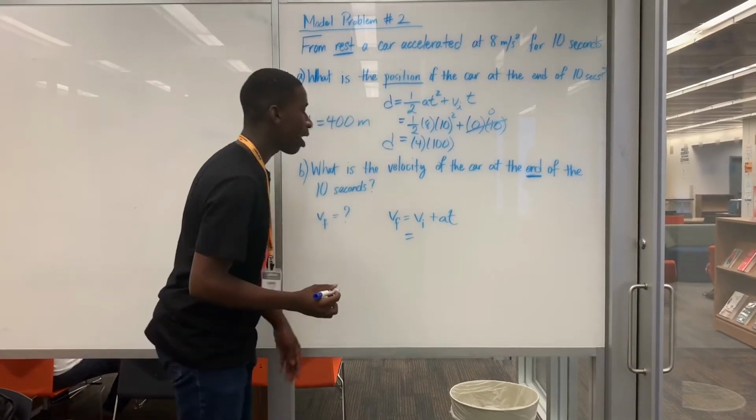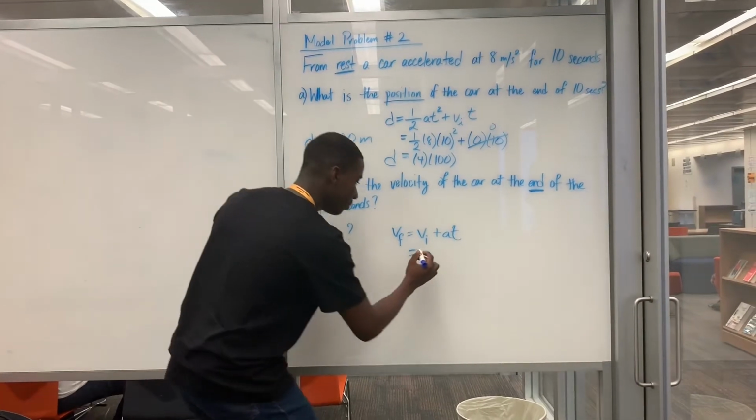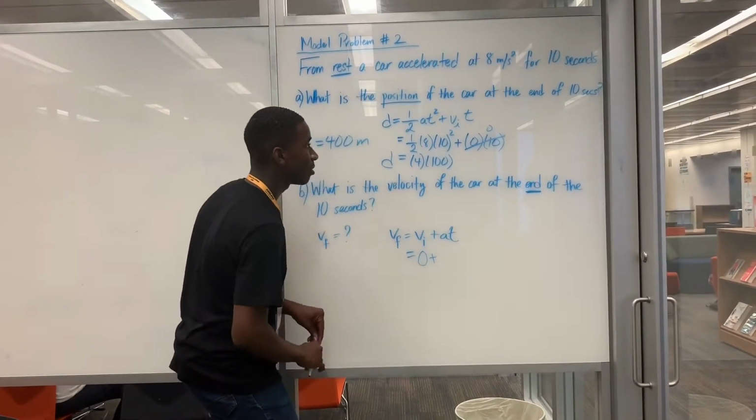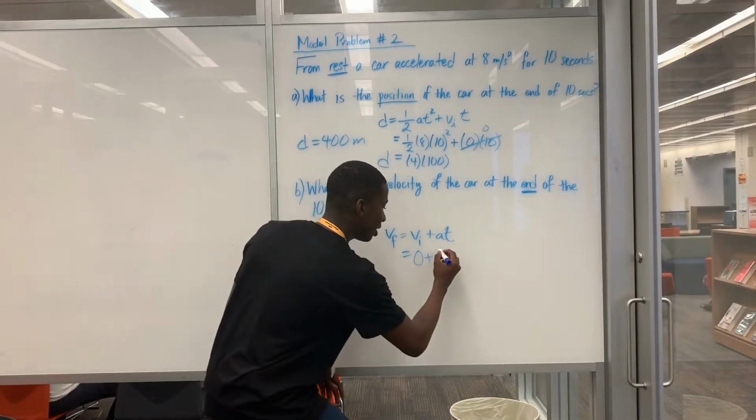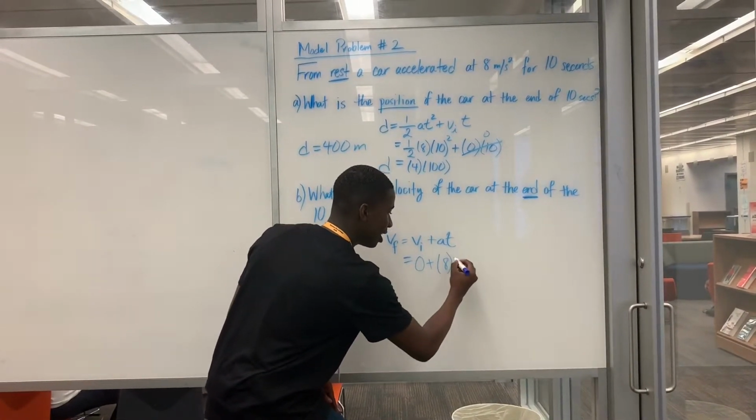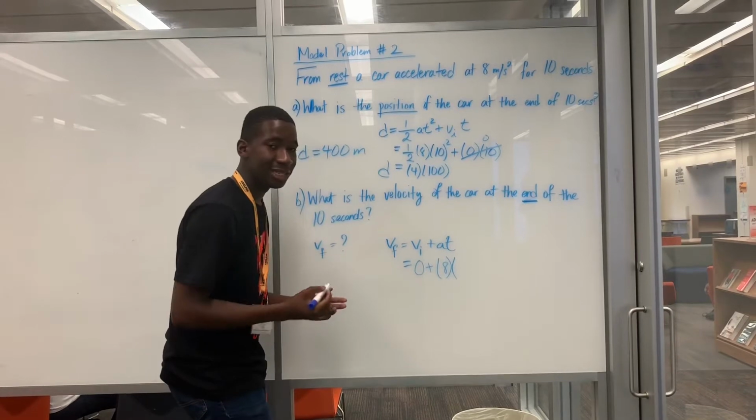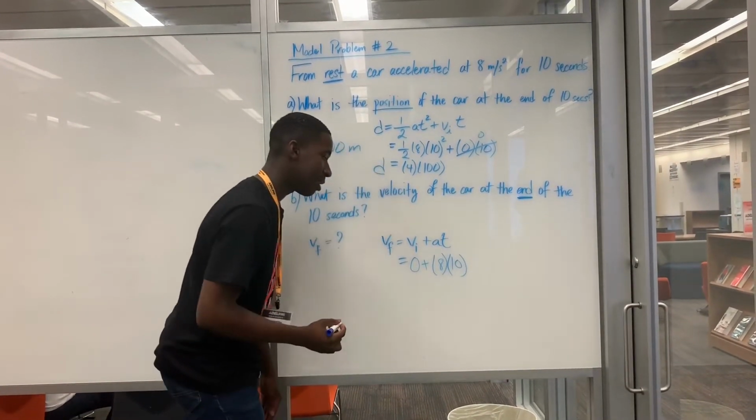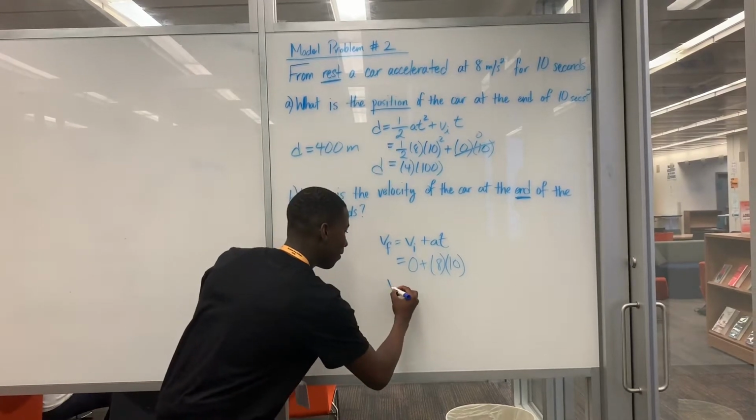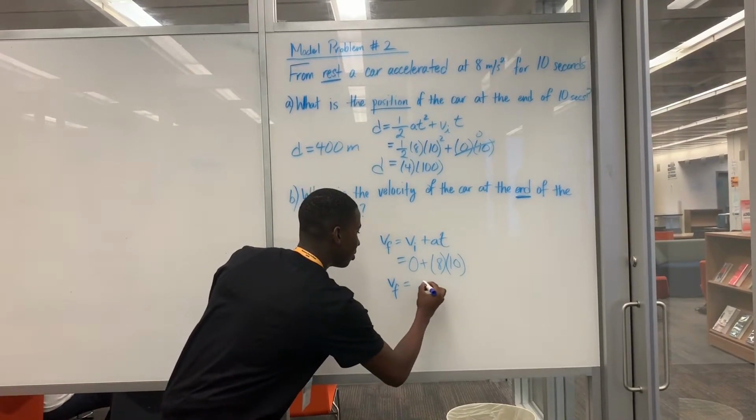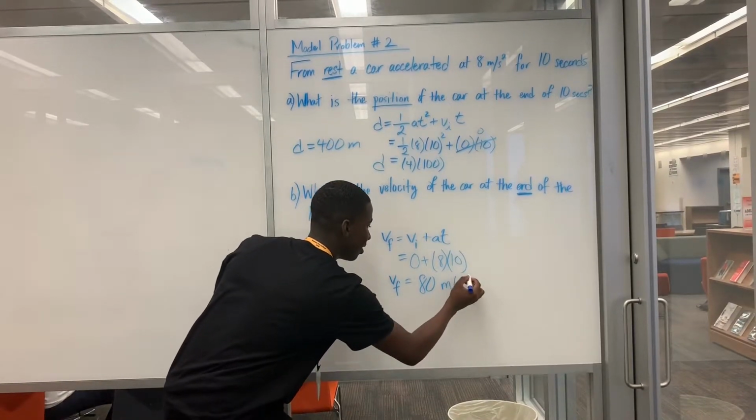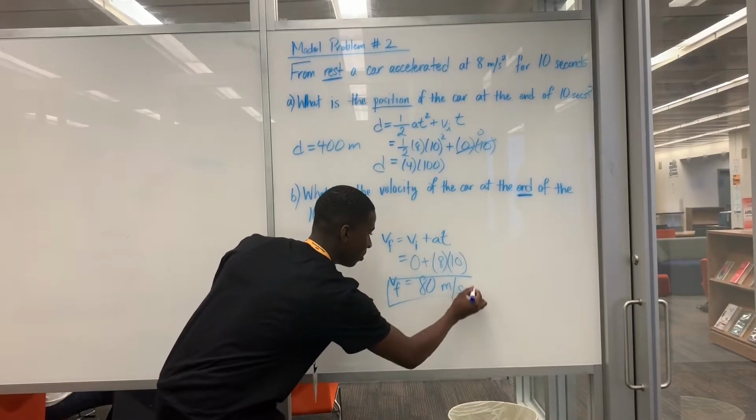So from the first problem, we know that v_i was 0. We know that a was 8 meters per second squared, and t, it took the car 10 seconds. So we multiply 8 times 10, we get that our final velocity is equal to 80 meters per second. There we go.